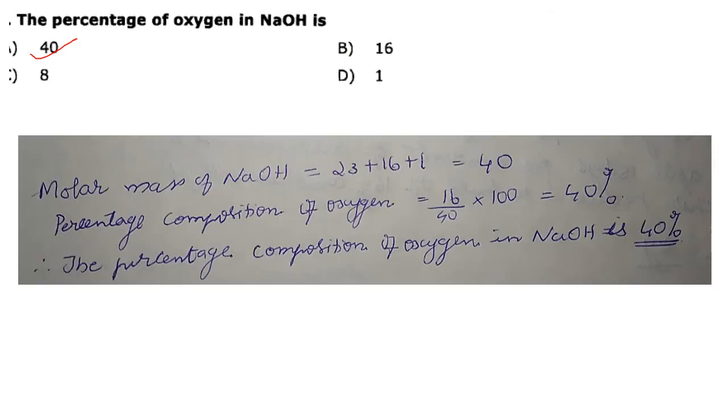Then the percentage of oxygen in NaOH is. So molar mass of NaOH is 40, that is 23 for Na, 16 for O and 1 for hydrogen, and it will total up to 40. Then percentage composition of oxygen is equal to 16 by 40 into 100, that is 40%. So the percentage composition of oxygen in NaOH is 40%. Answer is option A, 40.